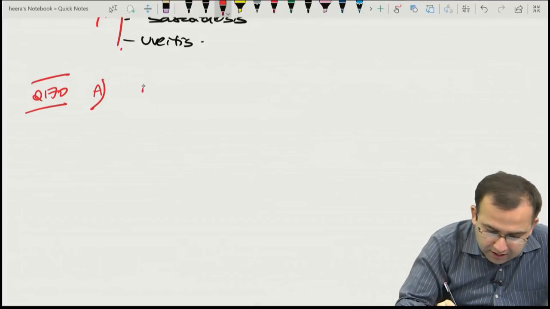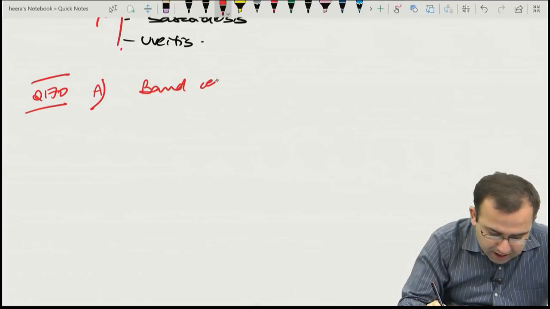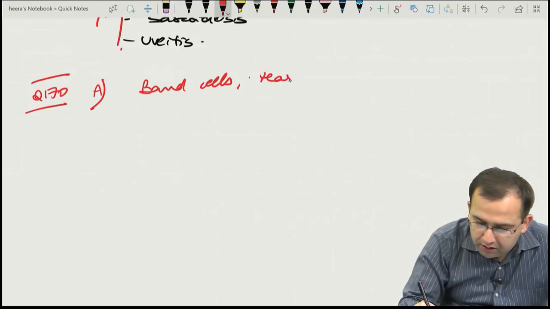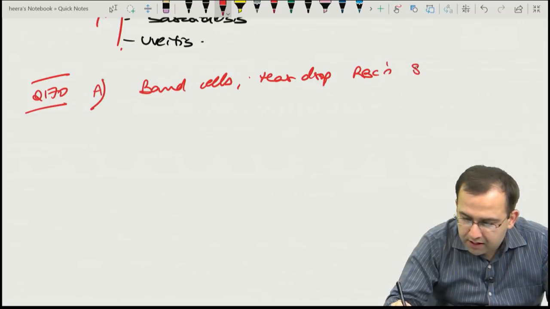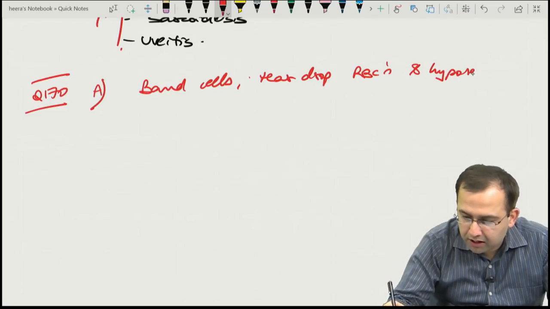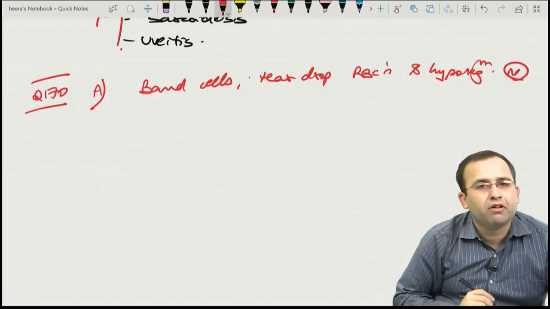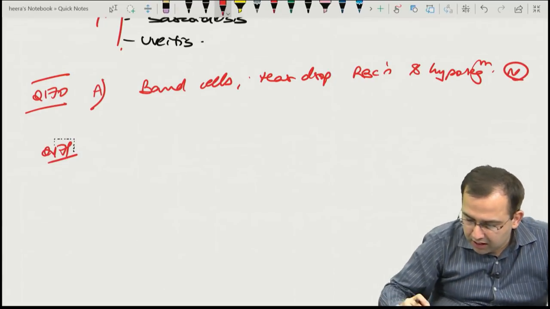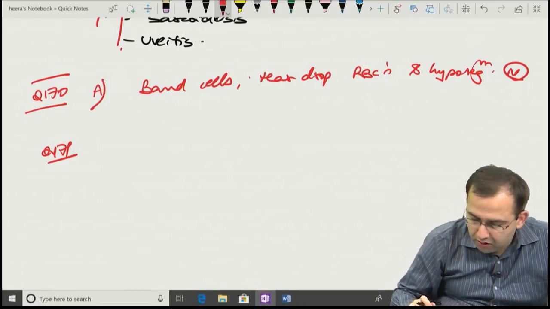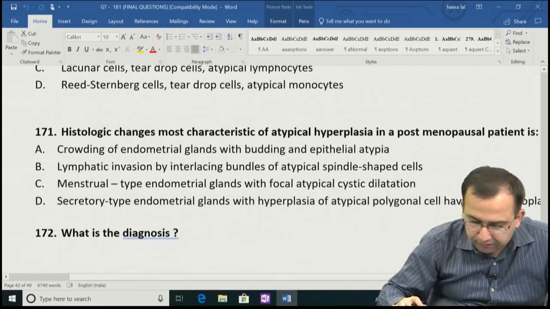170. The answer is A, that is band cells, teardrop RBCs, and hyposegmented neutrophils. A pretty easy one for that matter. Next, this gets us to our last question, that is 171.